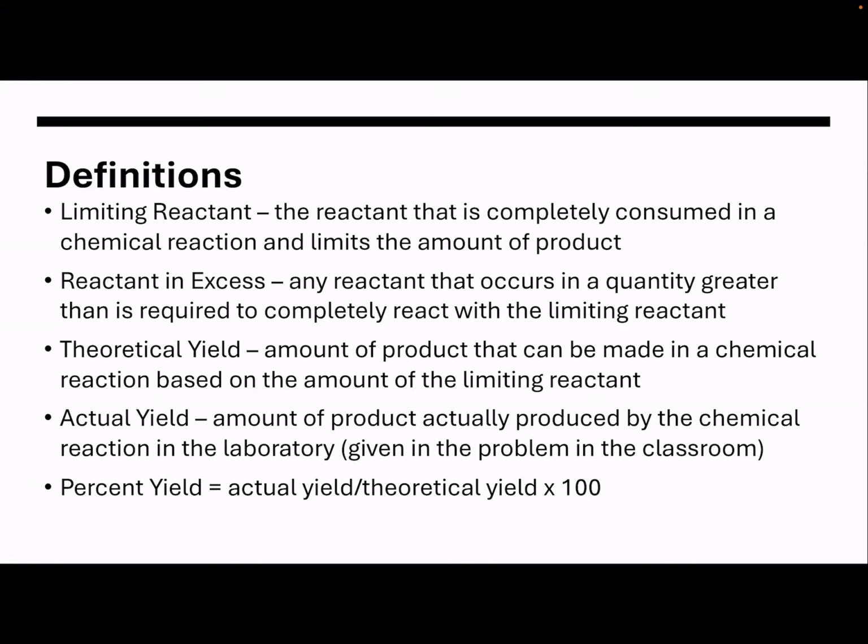And so we have an actual yield. This is the amount of chemical that is actually made. Now, in a problem in the classroom, whether it's on an exam or in the problems that I'm going to give you, I have to give you that number because typically that number is determined in the laboratory. And then finally, the percent yield. The equation for the percent yield is the actual yield divided by the theoretical yield times 100. Folks, percent yields drive business.